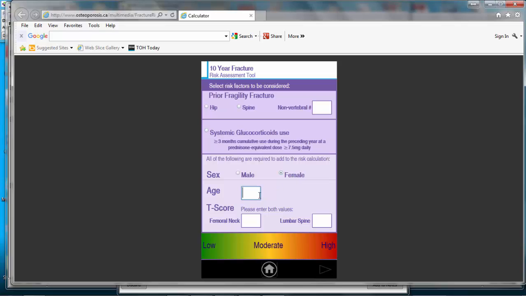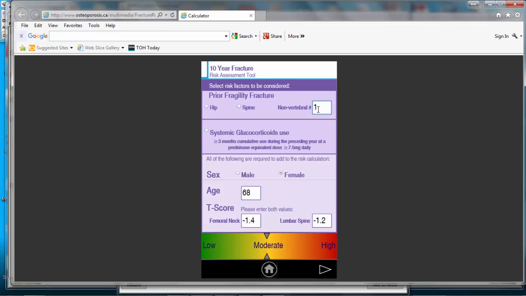Our patient is a female, 68 years of age. Femoral neck is at minus 1.4 and lumbar spine is at minus 1.2. This puts her at low risk. Let's say she sustains a hip fracture. This brings her to high risk. Spine fracture also brings her to high risk.